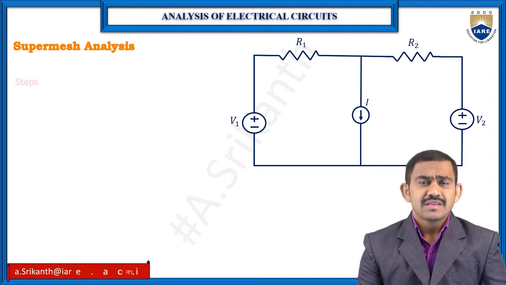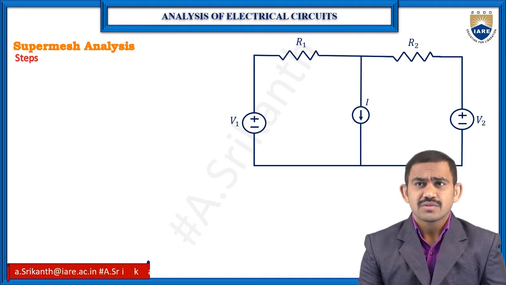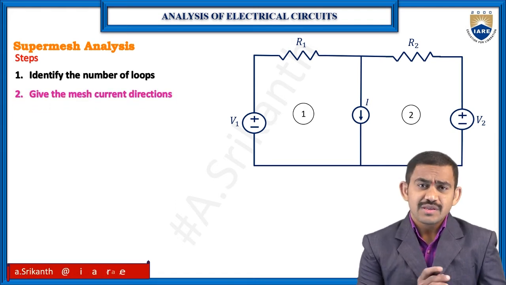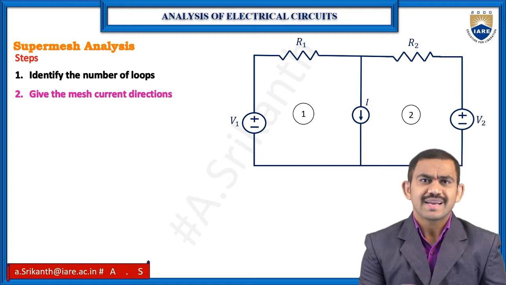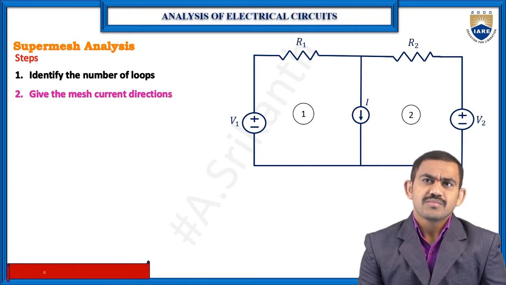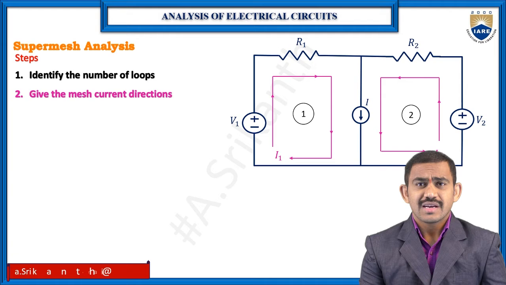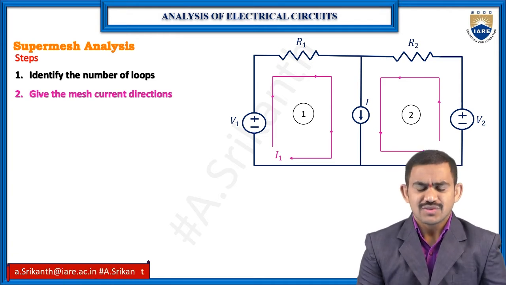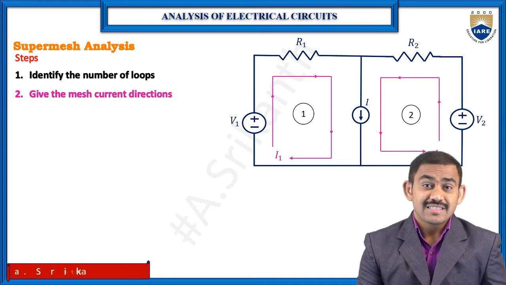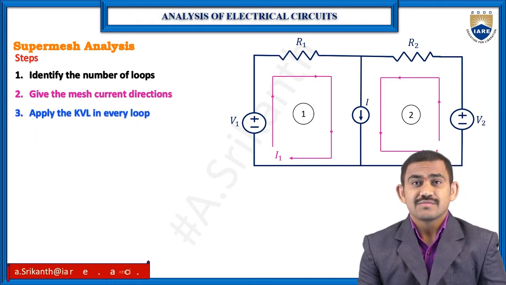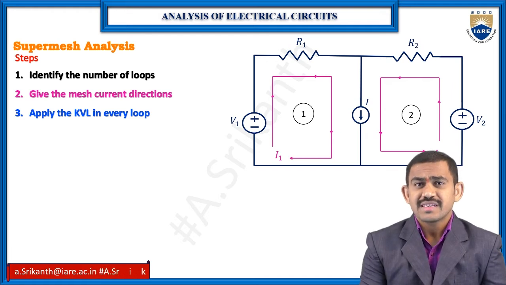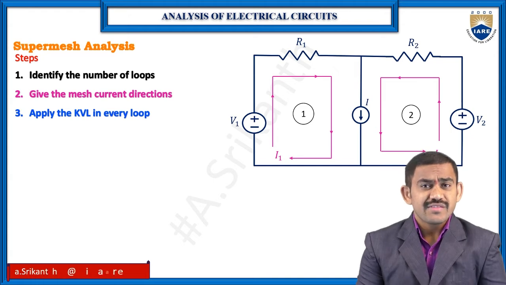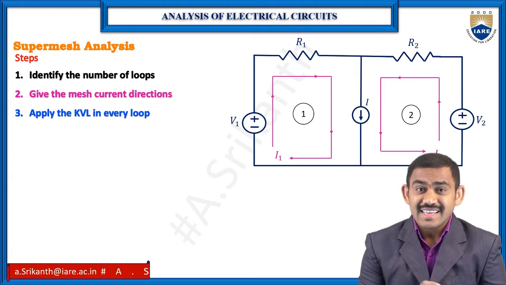Now, what is the first step? First step is to identify the number of loops. So here I have two loops, clear. Then the second step is I need to give the mesh direction, that means the loop current directions. So for the first loop as well as the second loop, I give the current directions. The first loop current is I1 and the second loop current is I2 as usual. And the third step is I need to apply the KVL rule in each loop. For the KVL rule I require the voltage drop at each element.